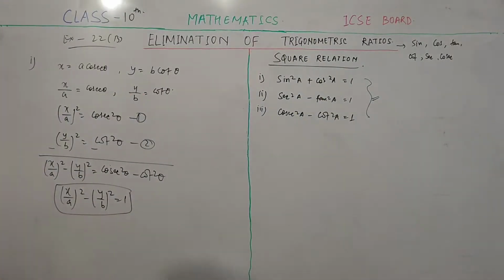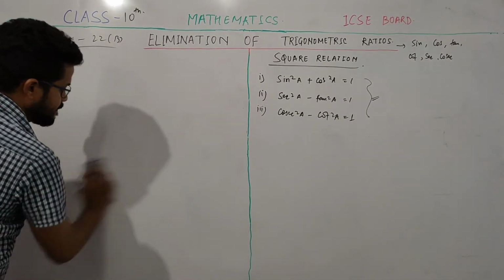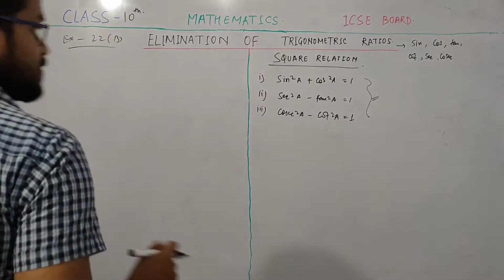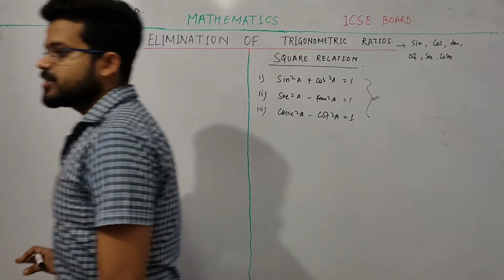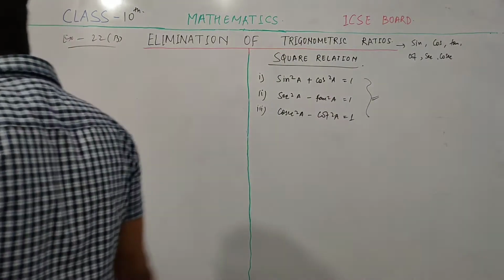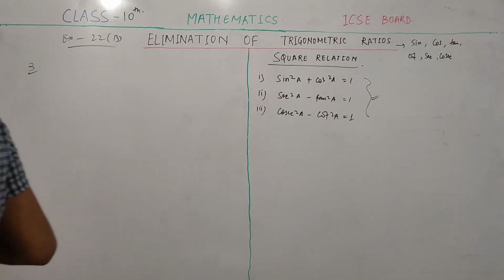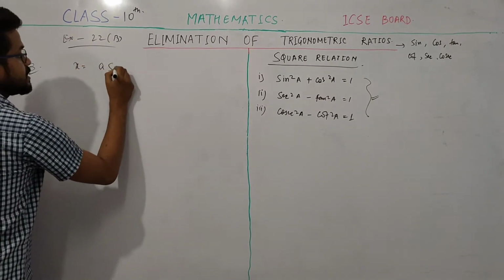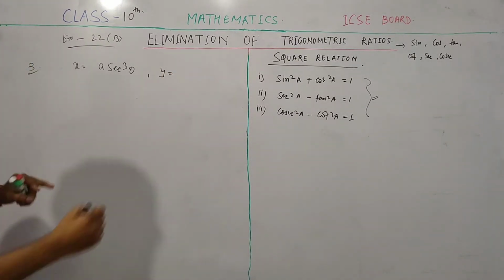Now come to the next question. Question number 2 is very similar. x is equal to a cot theta plus b cosec theta. Simply we take a square in both the equations and subtract those equations. We easily eliminate the trigonometric ratio. Now question number 3 is x is equal to a sec cube theta and y is equal to b tan cube theta.